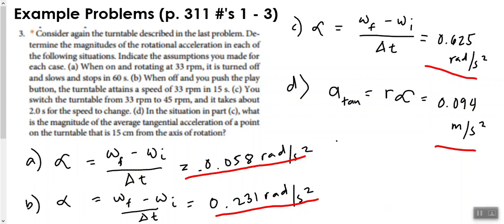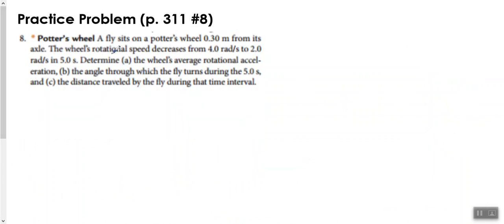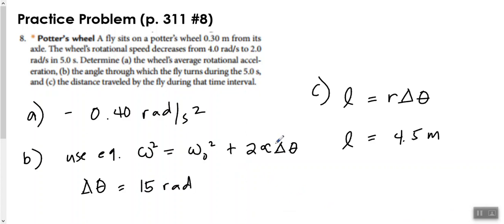Alright, now it's your turn. Let's solve one more problem. Practice your answer on this, page 311, problem number 8. You should get this answer for letter A. Use this equation for B. You should get that answer to find the change in displacement. To find the arc length, use this equation from our previous discussion. You should get 4.5. And that's it for rotational kinematics. The last section for this chapter would be rotational dynamics.